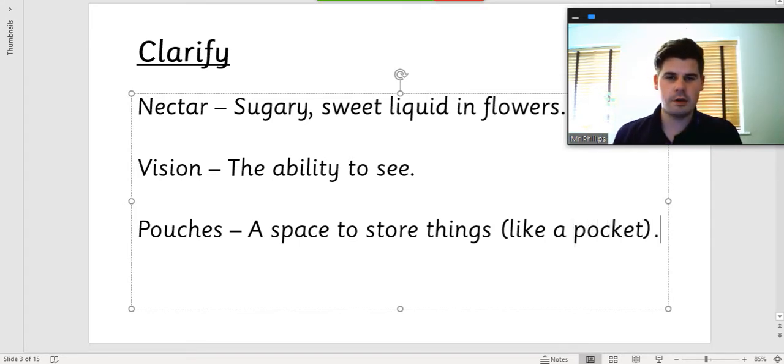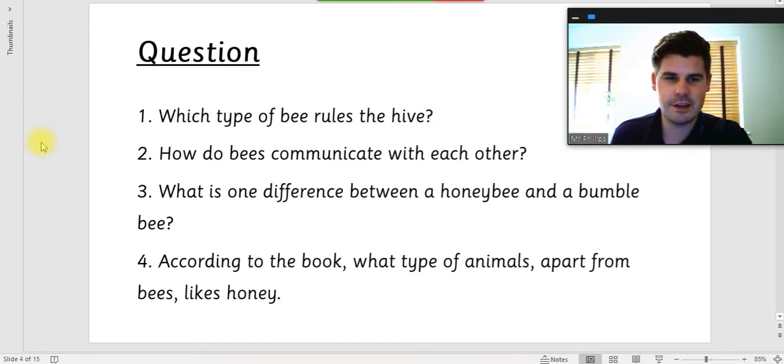There we go. So those are our 3 complicated words for today: nectar, vision, and pouches. We've now clarified those words, so when we read them again, we'll know what they mean. Should we move on to the question section? So far we've predicted, we've read, and we've clarified. Now it's time to question.